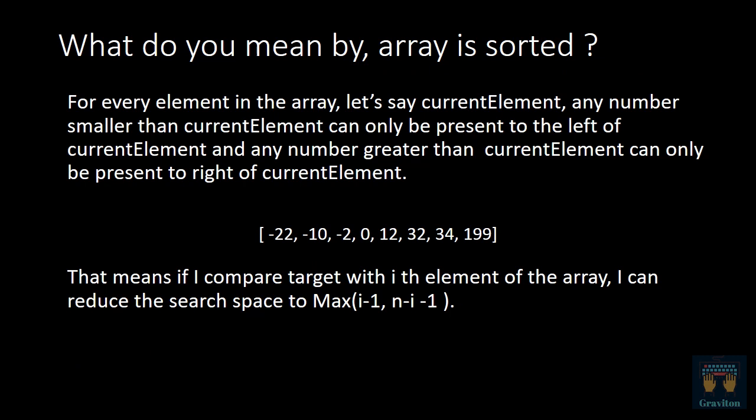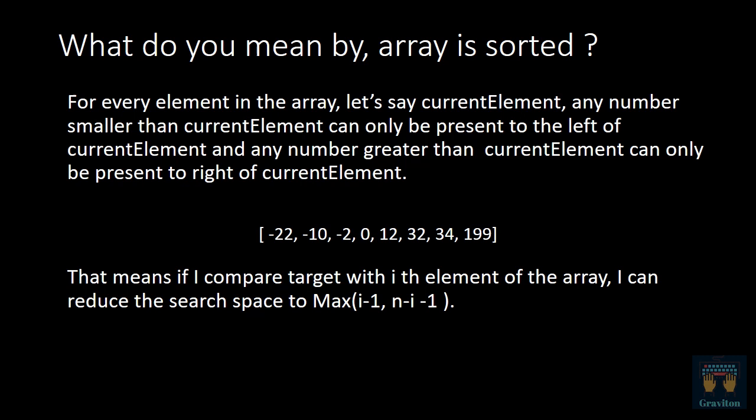So if you are given that the array is sorted, it means that for every element in the array, let's call it current element, any number smaller than the current element can only be present to the left of current element, and any number greater than current element can only be present to the right of current element. For example, in our sample array, if we take -2, any number smaller than -2 can be present only to the left of -2, and any number greater than -2 can be present only to the right of -2.